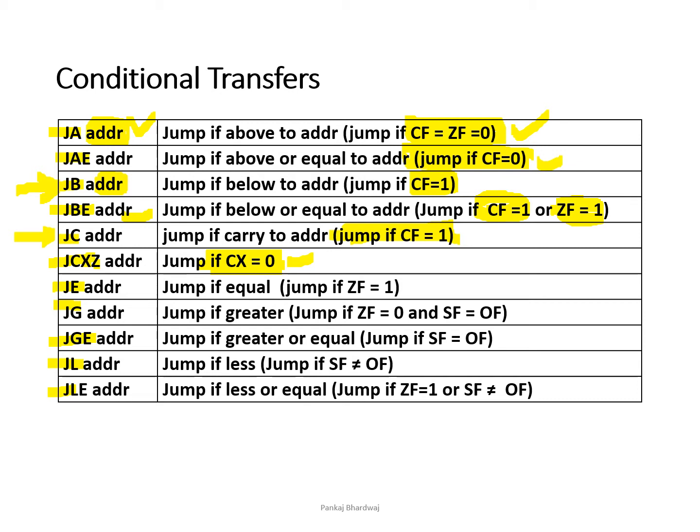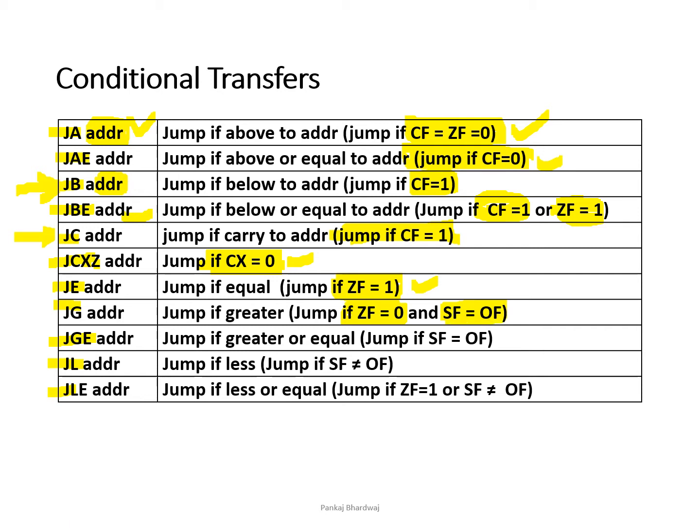JE, jump if equal. Equality is checked by the zero flag. So when both contents are equal, then the zero flag has to be 1. So the zero flag is 1, that means jump if equal. Jump if greater than, that means the zero flag is 0. Obviously, the zero flag is 0 when it is greater. And the sign flag equals the overflow flag.